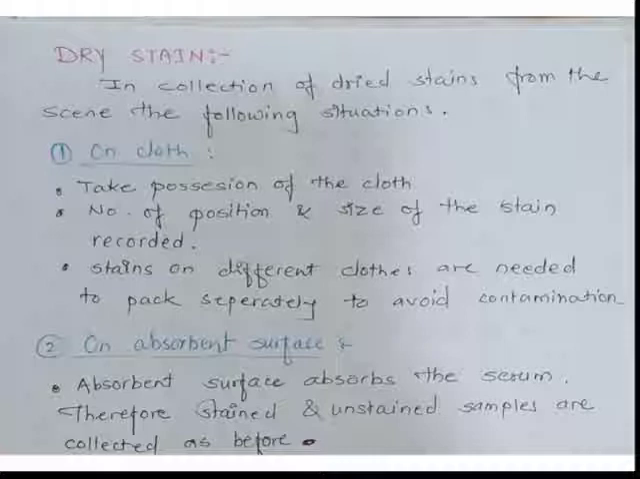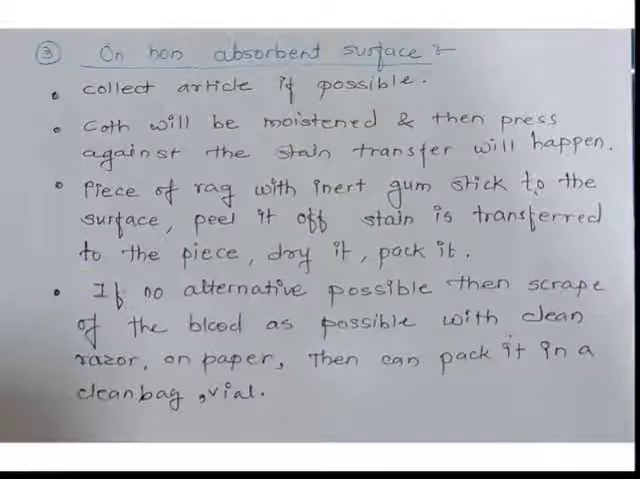Then on absorbent surface, the absorbent surface absorbs the serum, therefore stained and unstained samples are collected as before. Then third one is the non-absorbent surface: collect the article if possible, or the cloth will be moistened and pressed against the stain and the stain will get transferred to the cloth. Then you can take a piece of rag with inert gum, stick it to the surface, peel it off, and the stain is transferred to the piece. Means when a very small amount of blood is there and it cannot be easily collected, you take a piece of rag with inert gum, stick it to the surface, peel it off, transfer the stain to the piece, dry it and pack it.